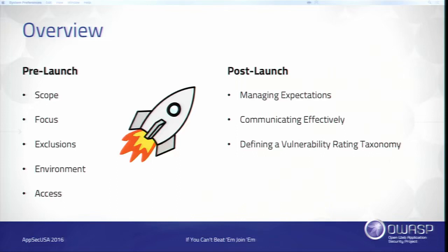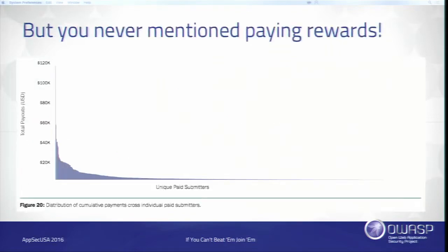Then setting up the environment and access to the environment is a very important part, because you want it to be as easy as possible so there's a very good experience for the person testing and not a lot of roadblocks to discourage them and make them go somewhere else. Now, I didn't really mention paying rewards. Well, we generally advise paying cash at Bugcrowd. It tends to be a pretty good motivator. This is a distribution across unique paid submitters of how much money they got. You can see a pretty big chunk of people got a lot of money from bug bounties, and the cash is going to be a very good motivator.